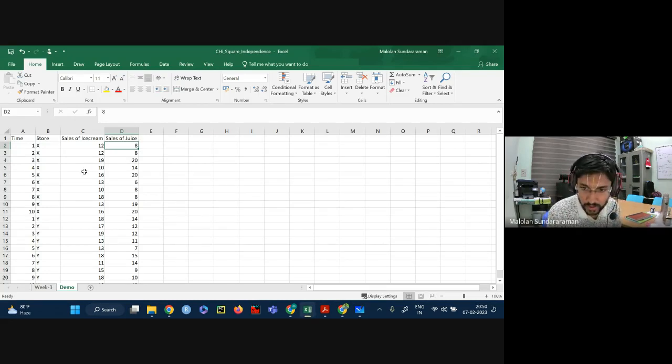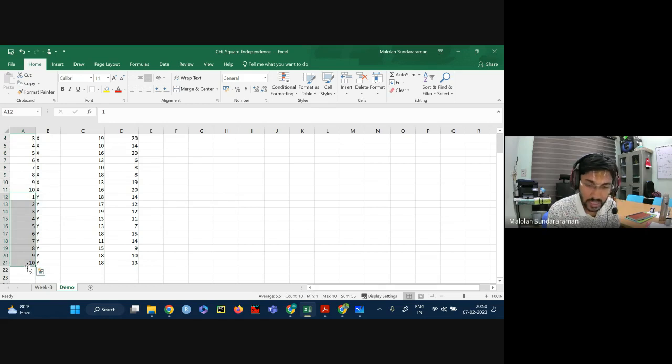The most important thing to note here is if I'm collecting it for days 1 to 10, it should be the same days 1 to 10 for Y. It cannot be different. Why? Okay. The question is why. Why?